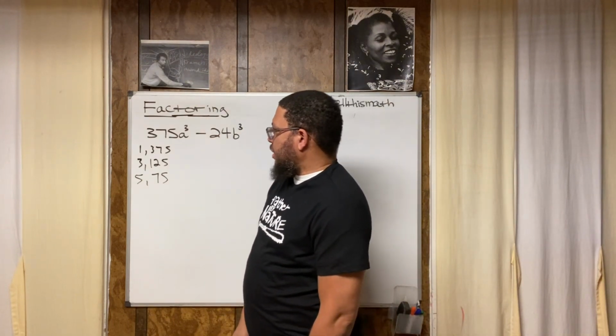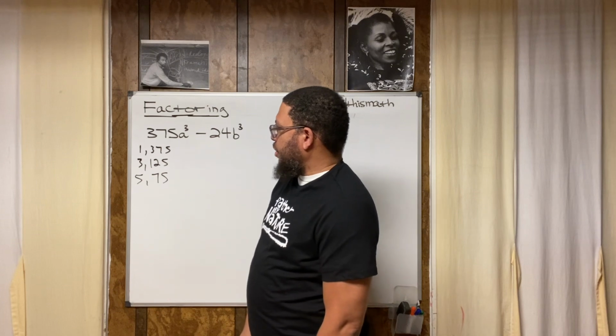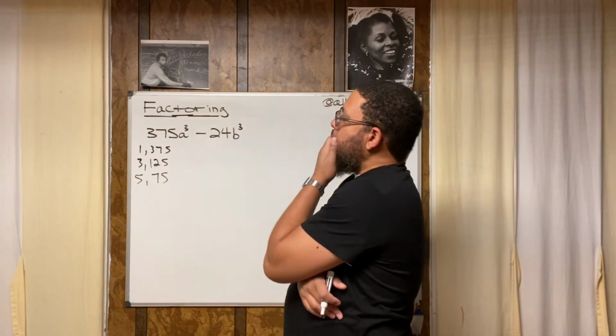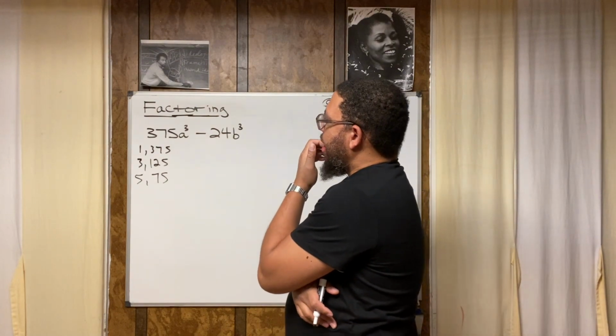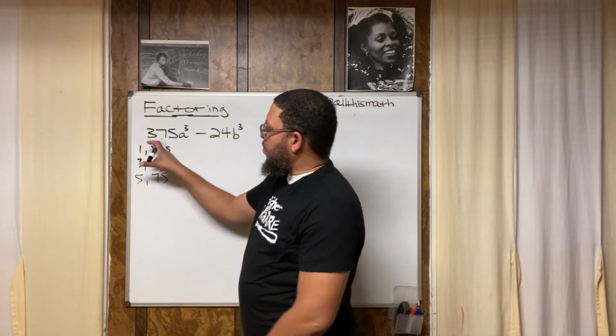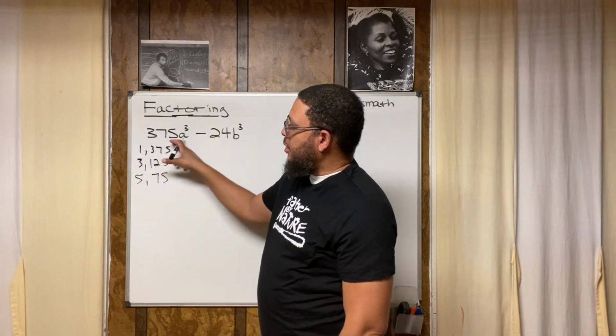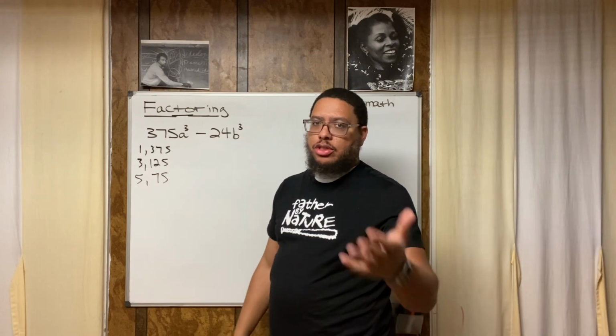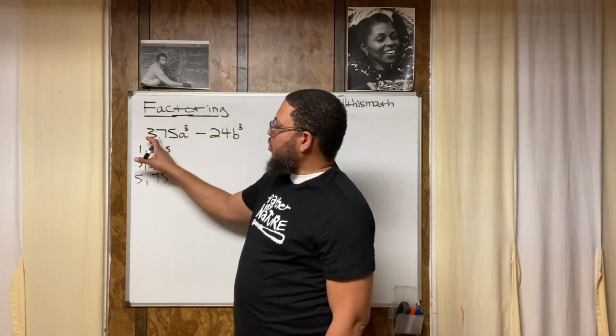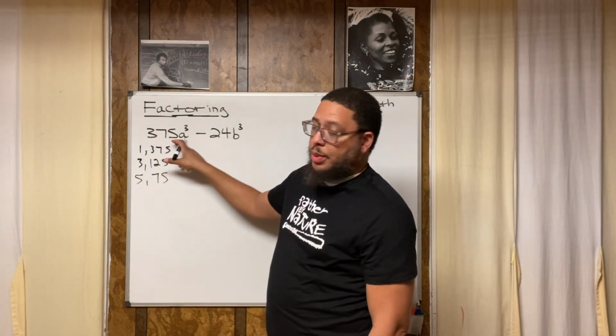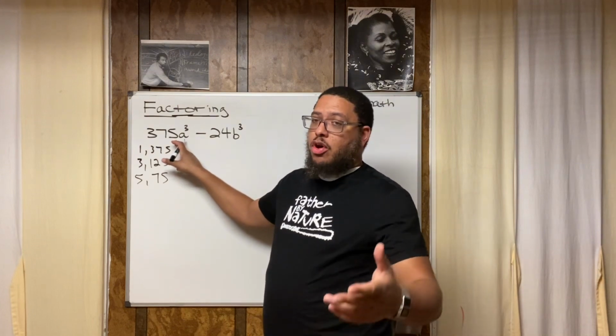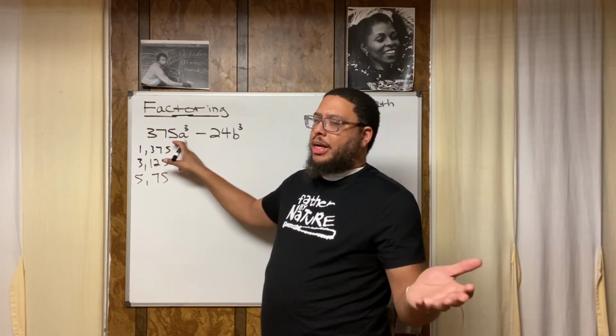7, nah, 7 is not a factor either. How do I know 7 is not a factor? You know how I know? Because if I broke this up, so I shouldn't just tell you it's not a factor. I should tell you how I know that, right? If I broke this up into 350 and 25, now first of all, why do I break it up into 350 and 25? Where'd I get that number from?